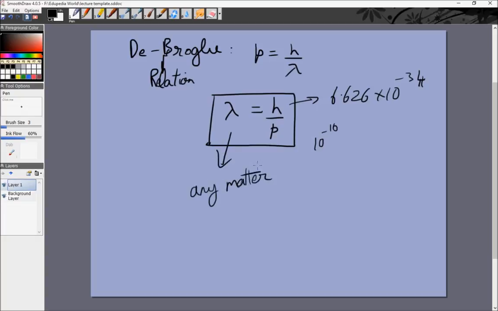There's a little bit of debate whether photons fall in the category of matter or not, so I'll just write any matter plus photons. That means whatever the momentum is, the lambda is determined directly from that momentum because h is a constant.